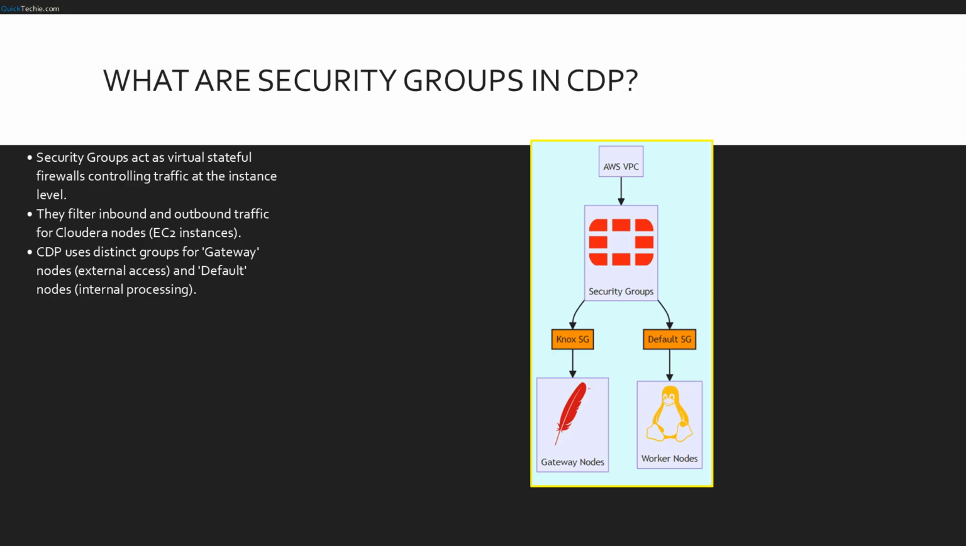Visualize your AWS VPC at the top level. Inside, the security groups function as the gatekeepers. We split the logic into two paths. The NOC SG, highlighted in orange, wraps around the gateway nodes. These are the entry points for user interfaces. The default SG, also in orange, wraps around the worker nodes where data processing happens. This visual separation ensures that traffic rules are applied specifically to the role of the instance, rather than a blanket rule for the whole network.